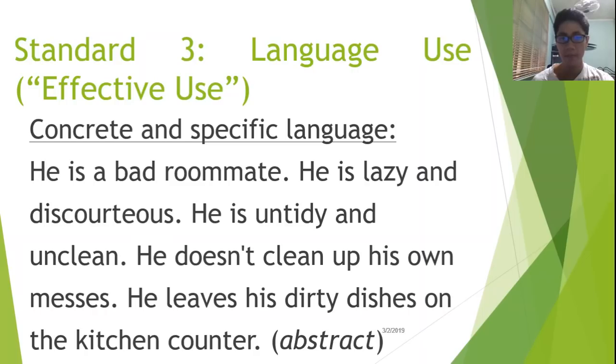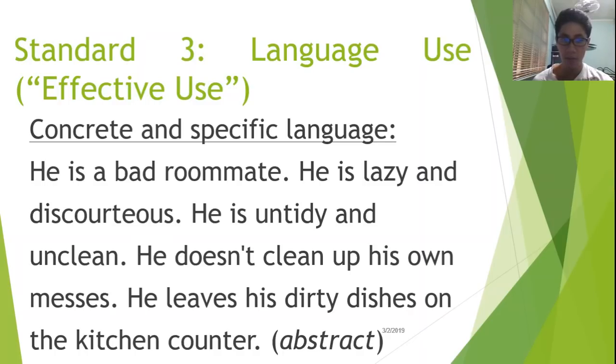In this paragraph, let's highlight the words bad roommate, lazy, and discourteous, untidy, and unclean, messes. These words are too general. And what is more, readers can have different associations for each word. Take for instance, bad roommate. A reader can have an image of a person who fails to fix his or her bed upon waking. We can also have an image of a person who never returns your greeting. So see, we have different imageries for just one description: bad roommate.